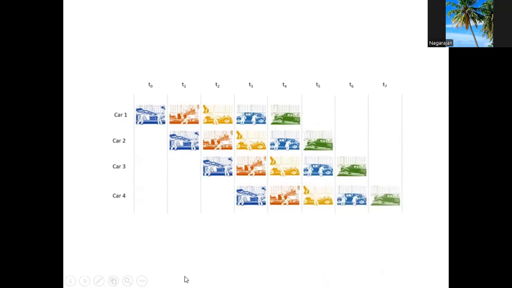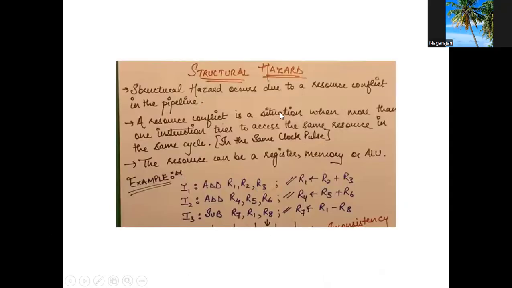This is for understanding purposes. Let's go for the example now. Today we're going to see what is structural hazard. Structural hazard is a hazard that occurs due to a resource conflict in the pipeline. So before going into this concept, you should know what is resource conflict. Resource conflict is a situation when more than one instruction tries to access the same resource in the same cycle. That means some instructions are requesting the same resource, and the resource may be a register, memory, or ALU, all in the same clock pulse.